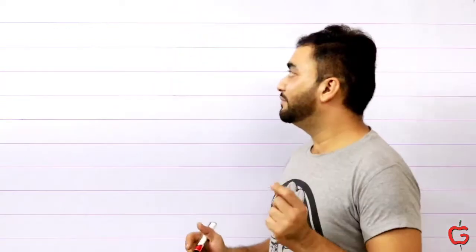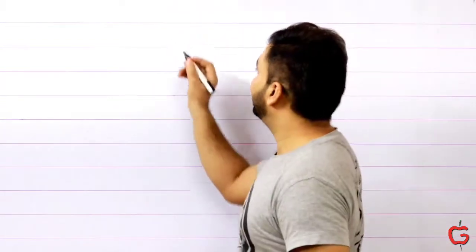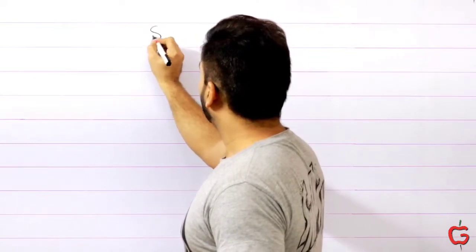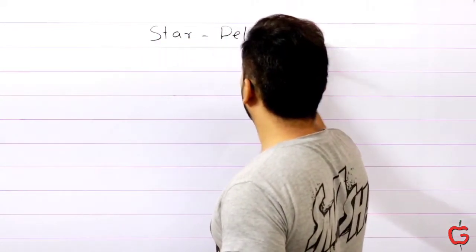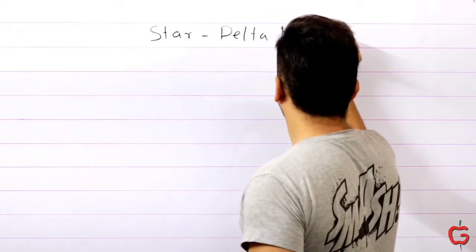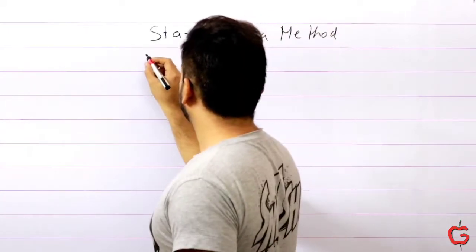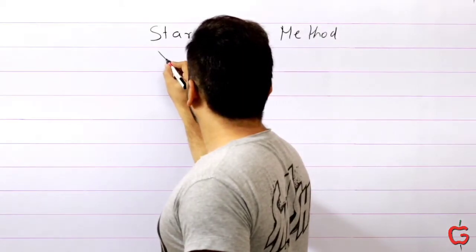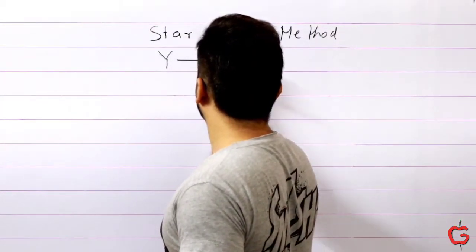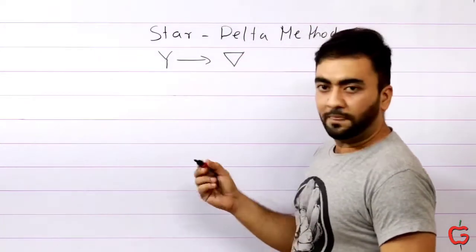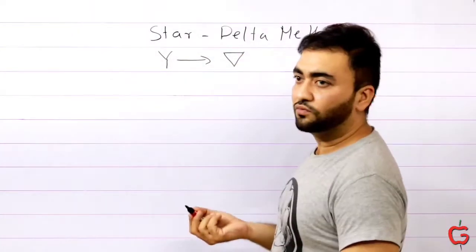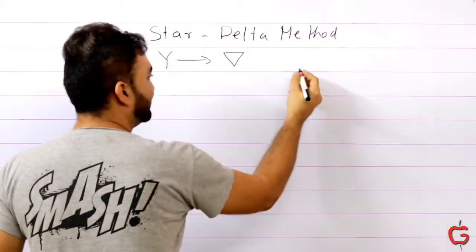The method that I am going to discuss today is called the Star-Delta Method. That is the popular name. It is also called Wye-Delta. So the name goes as Star-Delta Method for electrical circuits. Basically, this is the symbol for Star-Delta. So we'll take an example to see what this means to us. So suppose we have given a circuit.